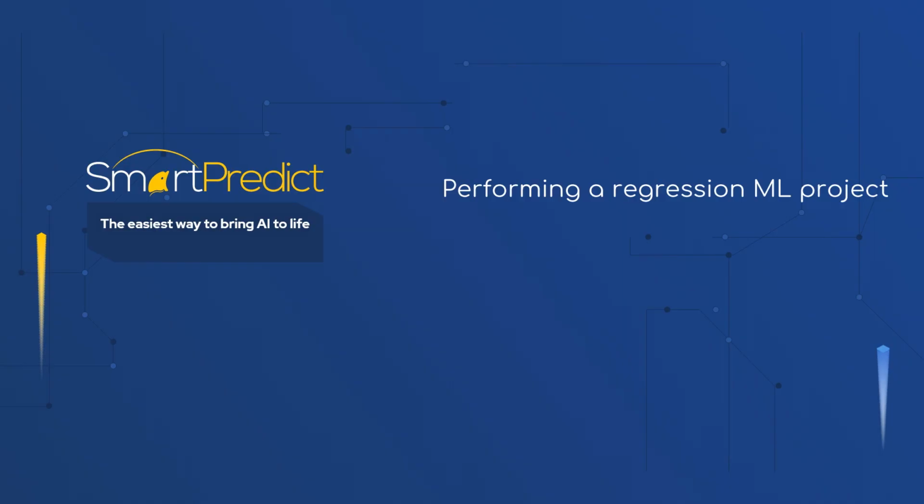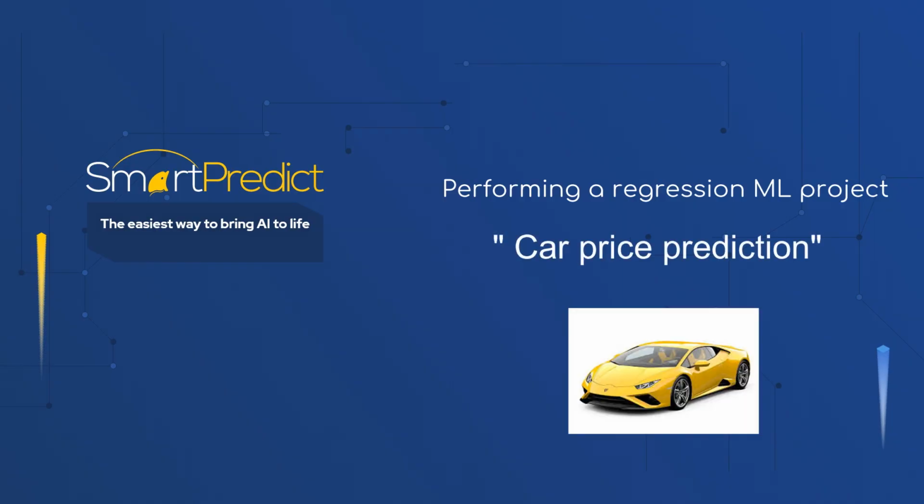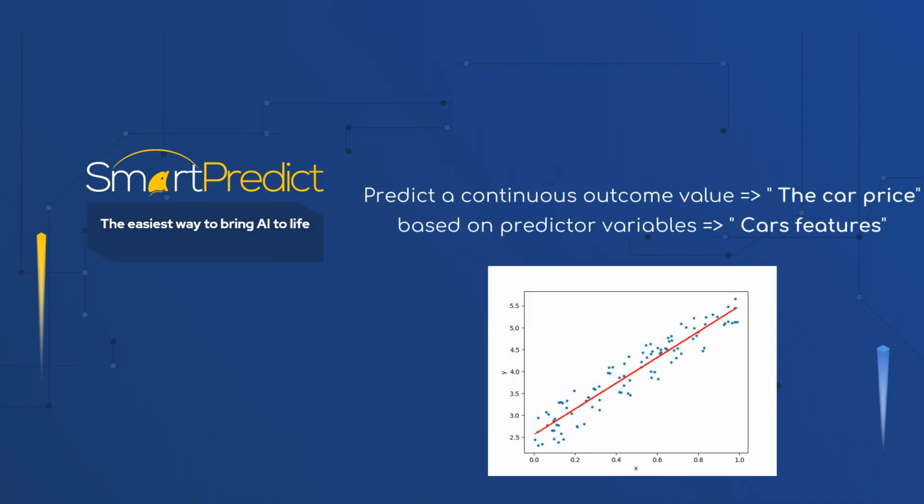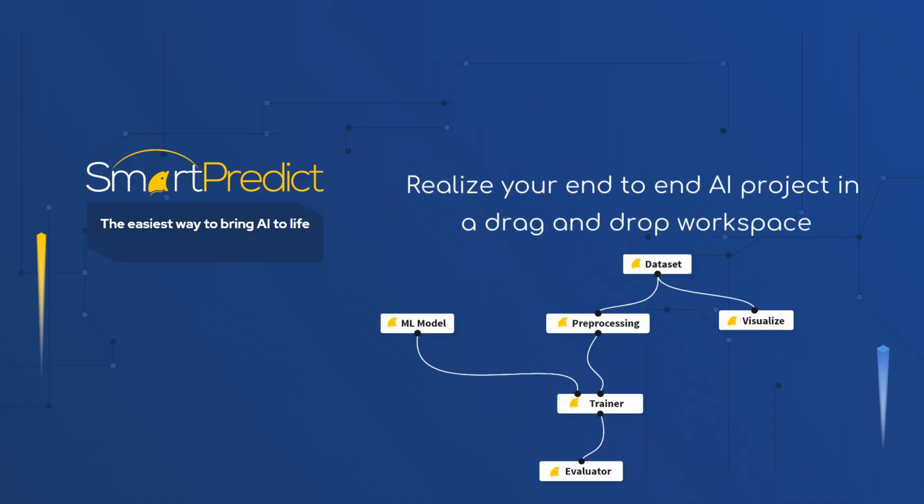At the end of this tutorial, you'll be able to perform a regression machine learning project in no time with SmartPredict manual flow. In other words, we will predict a continuous outcome value based on predictor variables. Based on the drag-and-drop workspace, SP presents us a new approach to conducting an AI project.